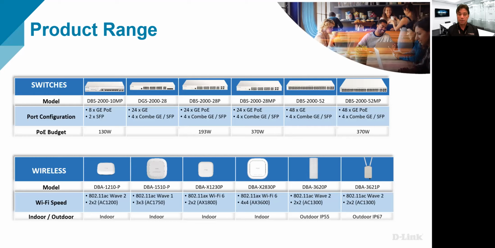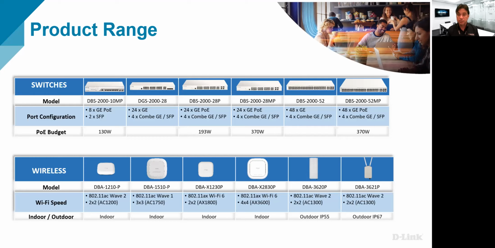We look across the range of wireless access points. Just towards the end of last year, we released a couple of Wi-Fi 6 access points, the DBA X1230P and the X2830P. Something I'm pleased to say is that they're performing very well.